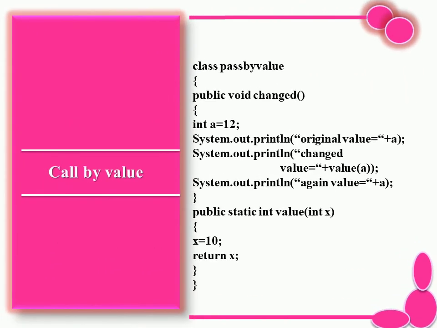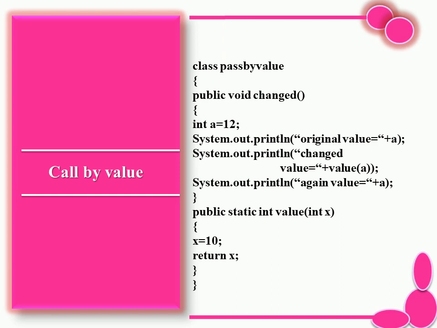So now we'll see a call by value program. Here the a value is already 12, and I am simply using a print statement to print the a value. So that is the first print statement. And look at the second print statement. We are using a value method and we are calling that with a. So what does the value method have? Here x is equal to 10 and we return x. So the second print statement will output 10.